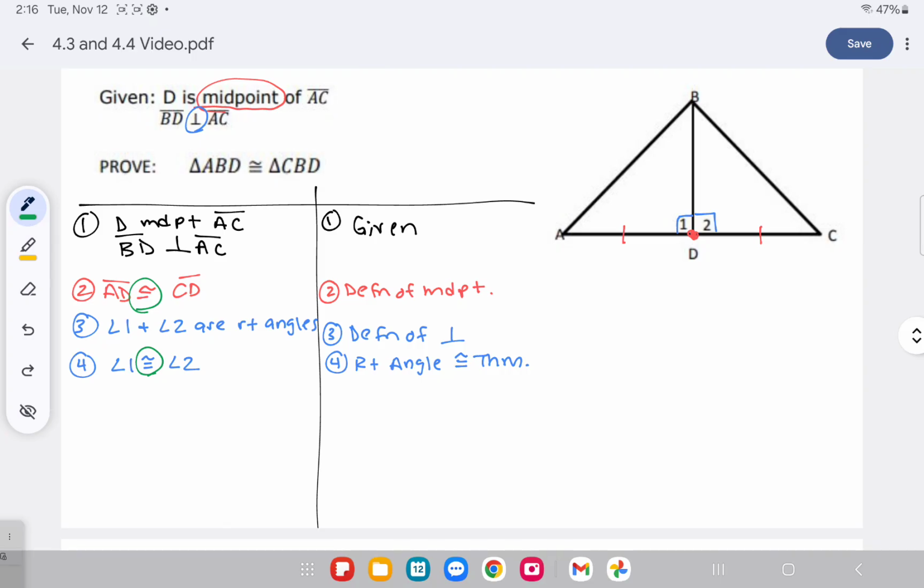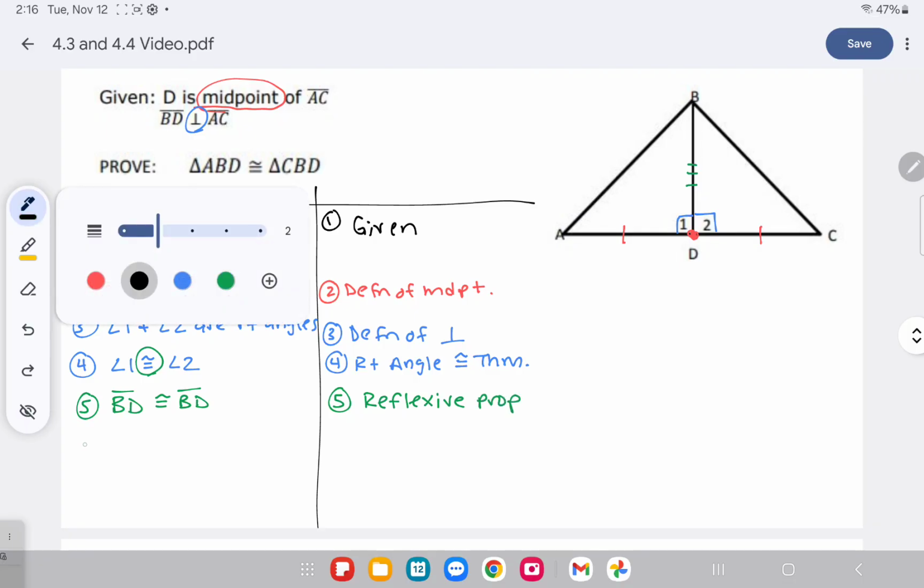The other thing that I can mark up is their shared side. BD is congruent to BD. And our reason is the reflexive property. They share a side. That's my third congruent statement.